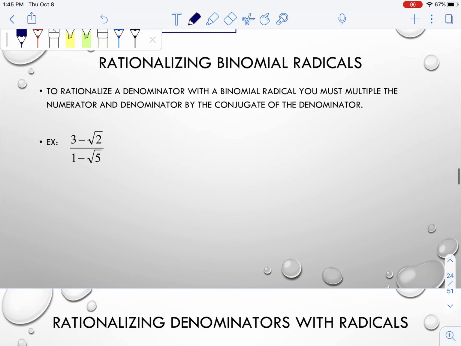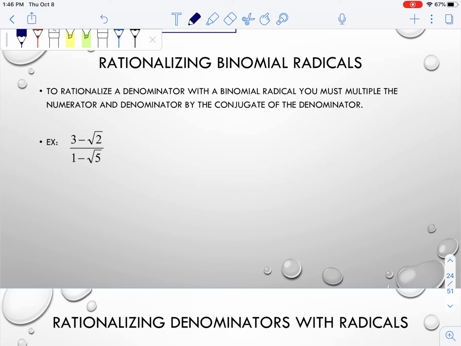Okay, moving forward, rationalizing binomial radicals. We're going to connect this idea to something we've done in chapter 4. To rationalize the denominator with a binomial radical, you must multiply the numerator and the denominator by the conjugate of the denominator.